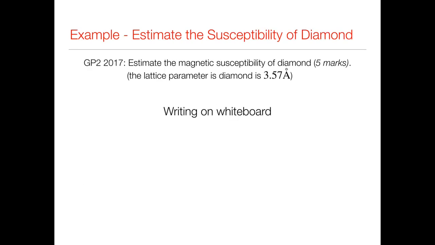Okay, right. So let's now look at this. It's actually an exam question from 2017, and it said: estimate the magnetic susceptibility of diamond. And we're told that the lattice parameter of diamond is 3.57 angstroms. So we're going to need to use the formula on the previous sheet, and maybe as a first approximation, we can estimate diamond as if it were a series of spherical atoms put together in the diamond lattice.